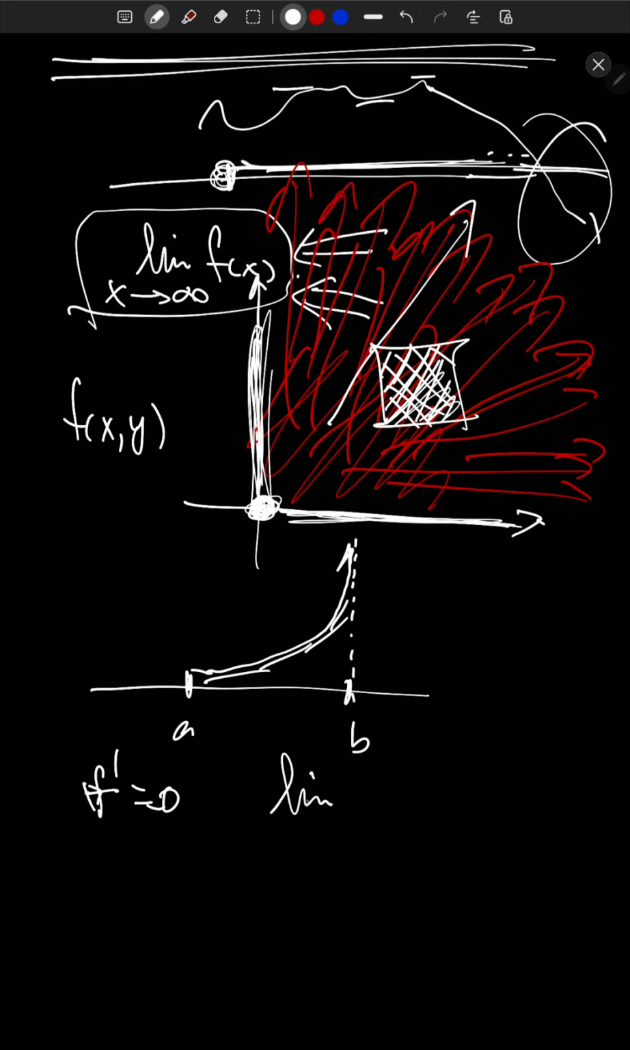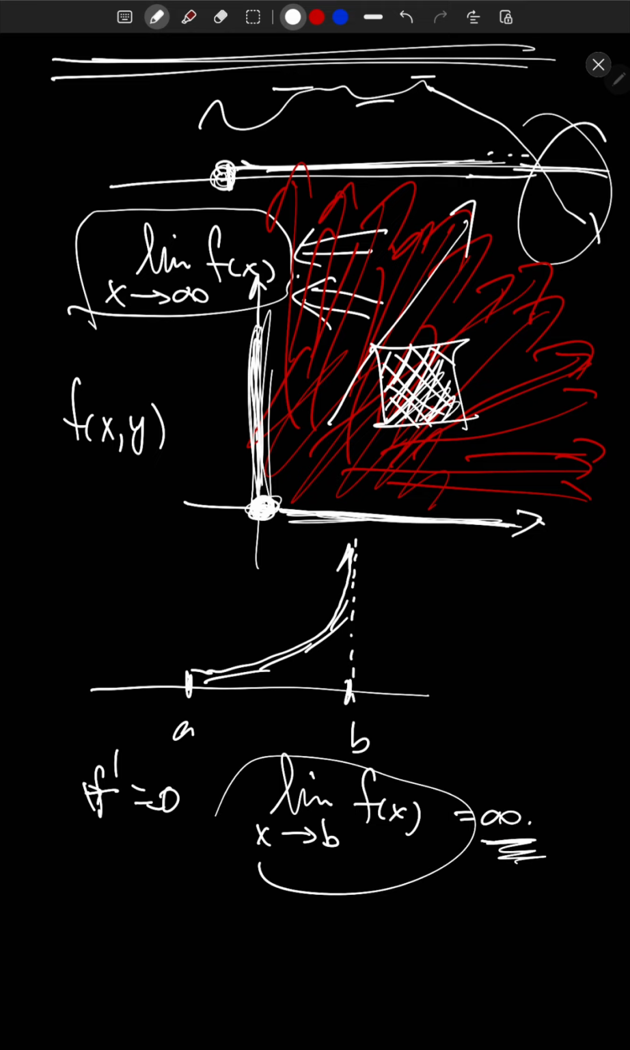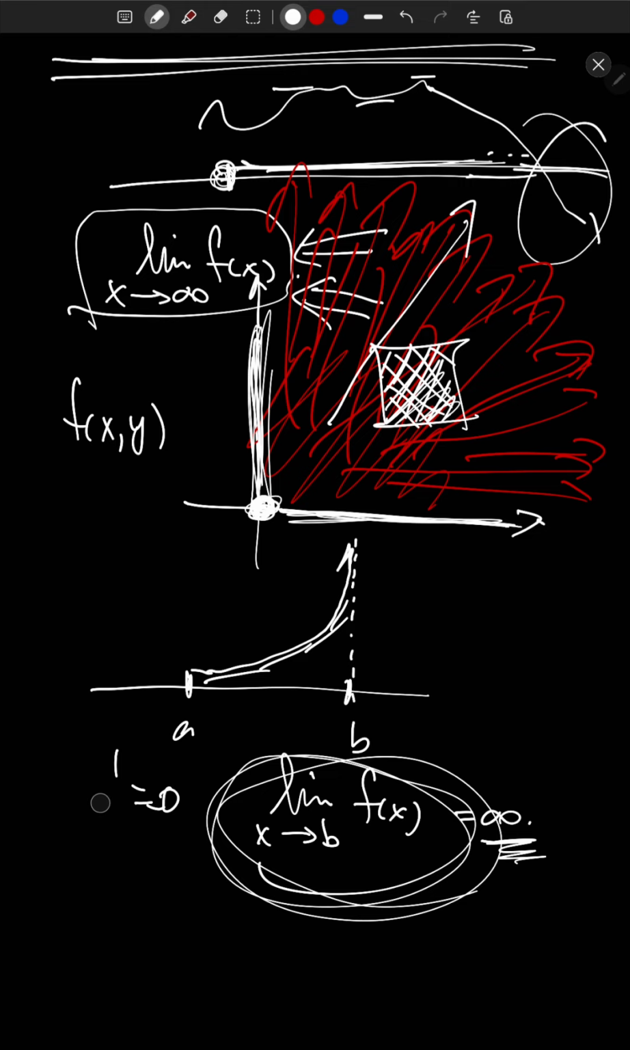You have to consider the limit as x goes to b of f of x. And that will tell you, because that's infinity, that there's no maximum, right? So you have to do this analysis at b in order to realize this. Again, f prime equals 0 is not going to capture it for you. So you have to do some sort of analysis of the endpoint.